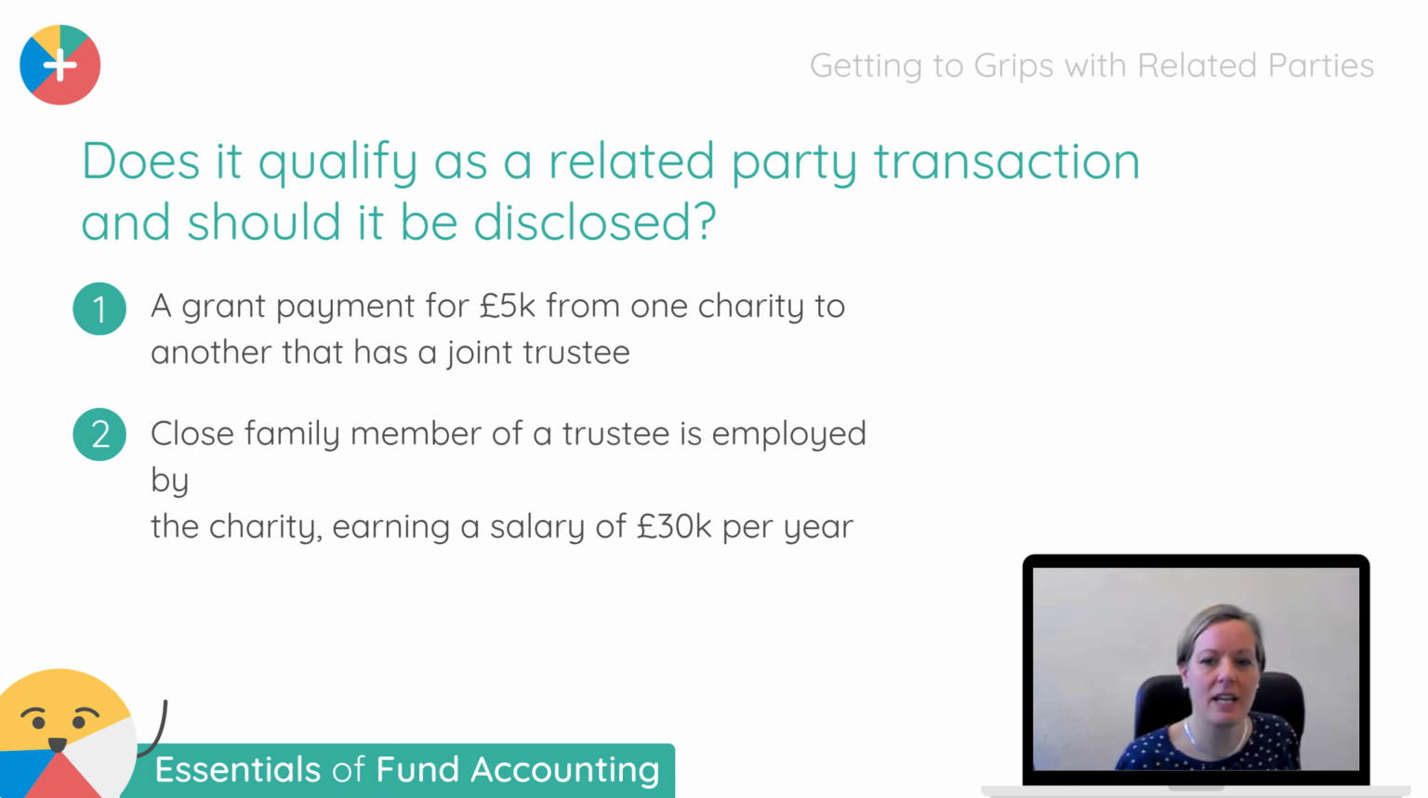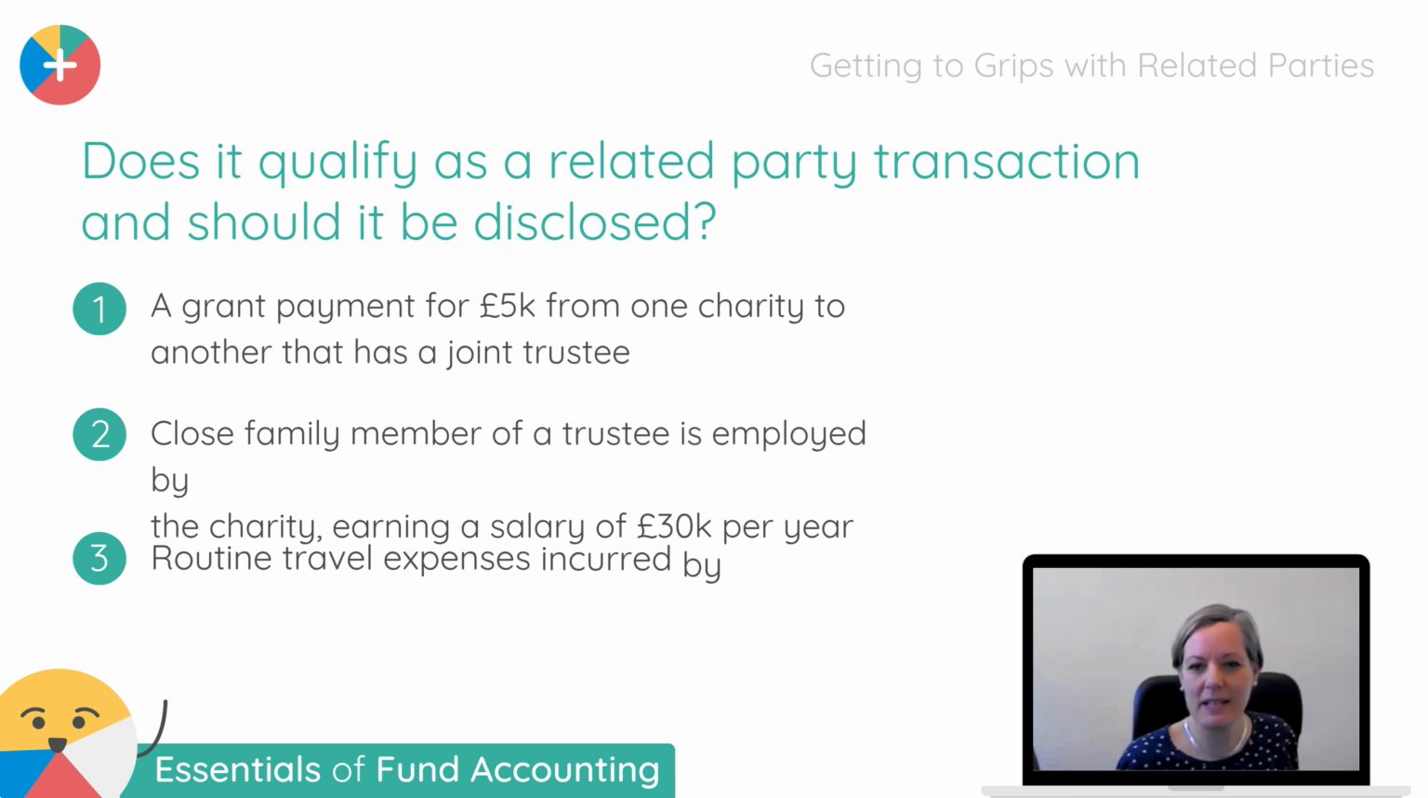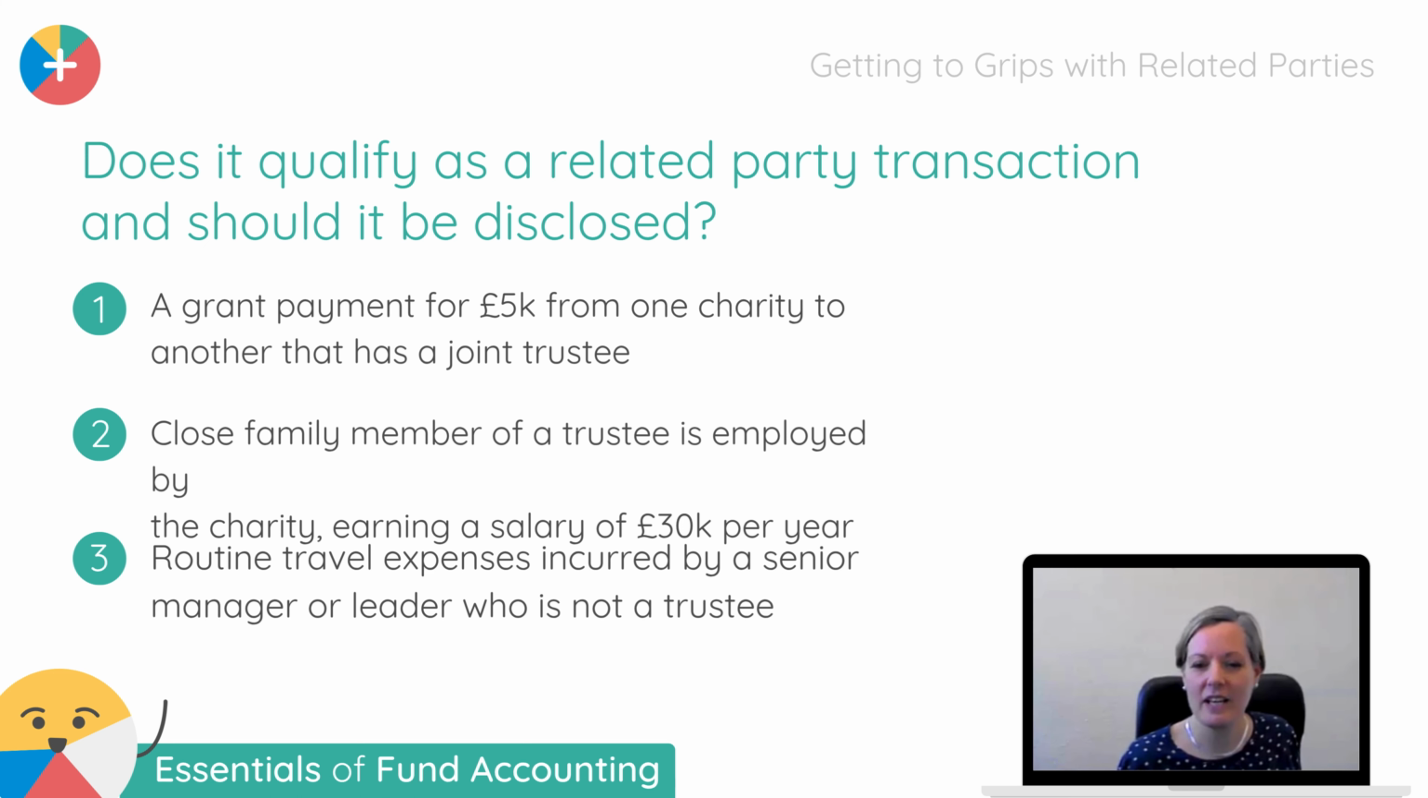The second is a close family member of a trustee who is employed by the charity, earning a salary of around £30,000 a year. Is that a related party transaction, and does it need to be disclosed? And finally, routine travel expenses incurred during the year by a senior manager or leader who is not a trustee. And again, is that a related party transaction? Does that need to be disclosed in accrual accounts?